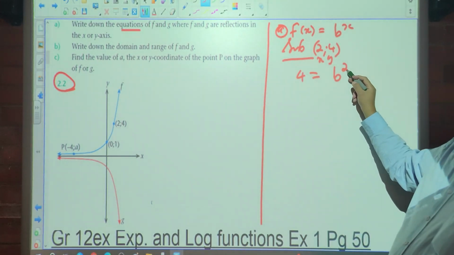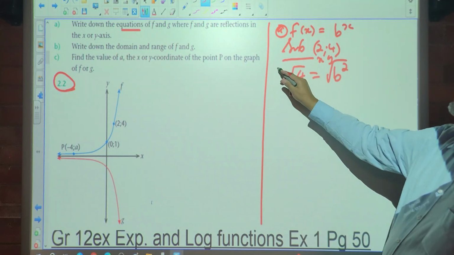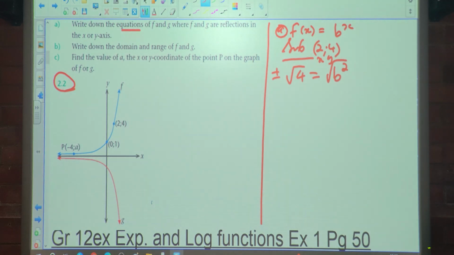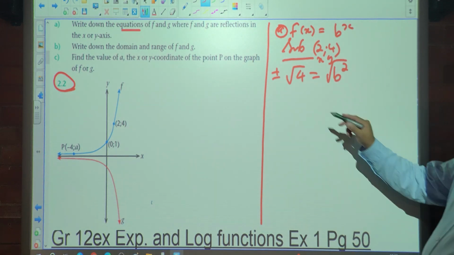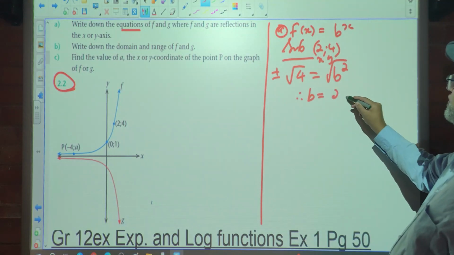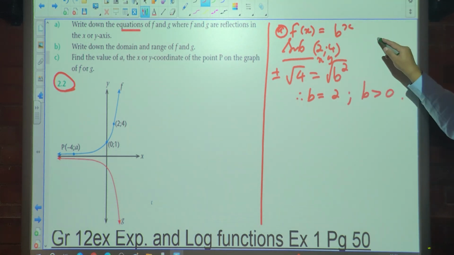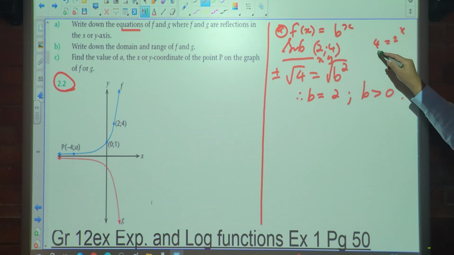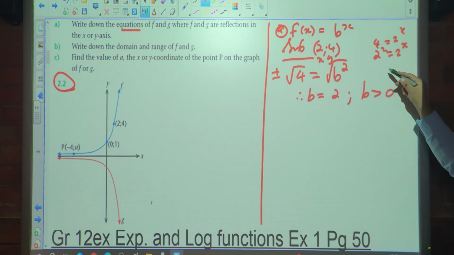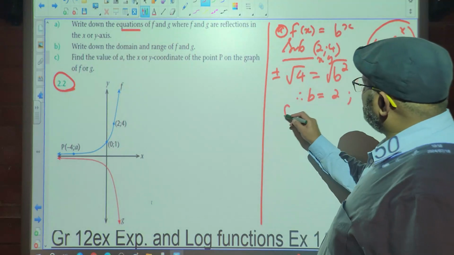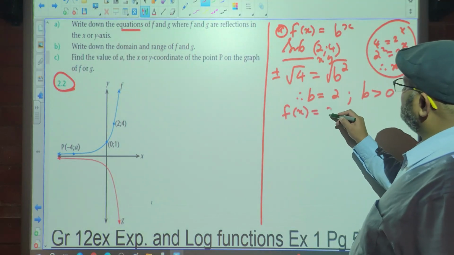So how do I get rid of the square? Square root. If I introduce square root, plus minus. But what do we know about b? b has to be positive. So therefore b is equal to 2. Why? Because b must be greater than 0. Otherwise you could have said 4 is equal to 2 to the x. So 4 is 2 squared is equal to 2 to the x, therefore x equals 2. Same story. So f of x now reads f of x is equal to 2 to the x.